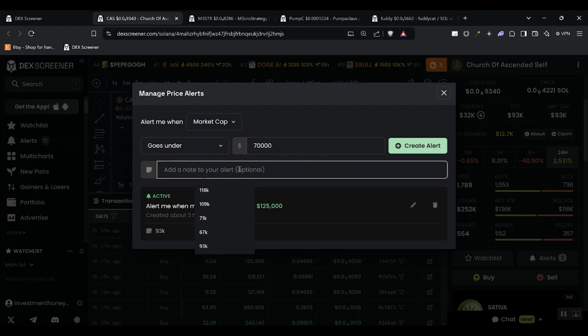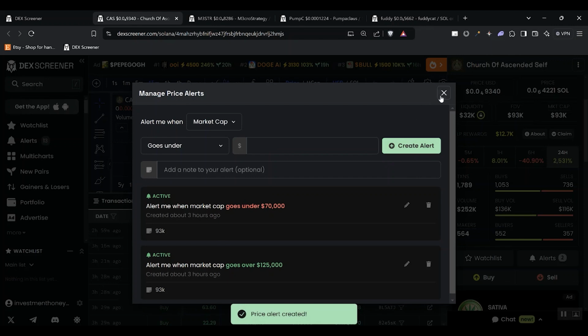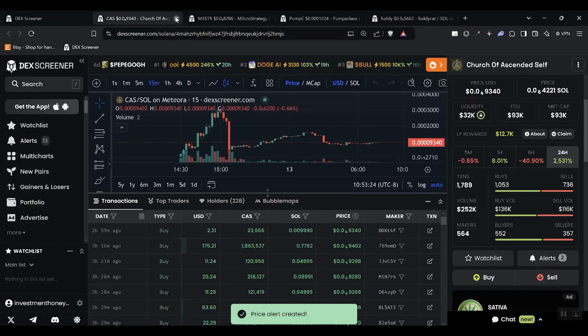All right, so we're going to mark this again at 93, just so we got the note in both areas. You don't have to, but maybe it makes sense to do it. So, all right, we're going to create that alert. So there we go. I'm going to go out of that, and we're going to close it out.